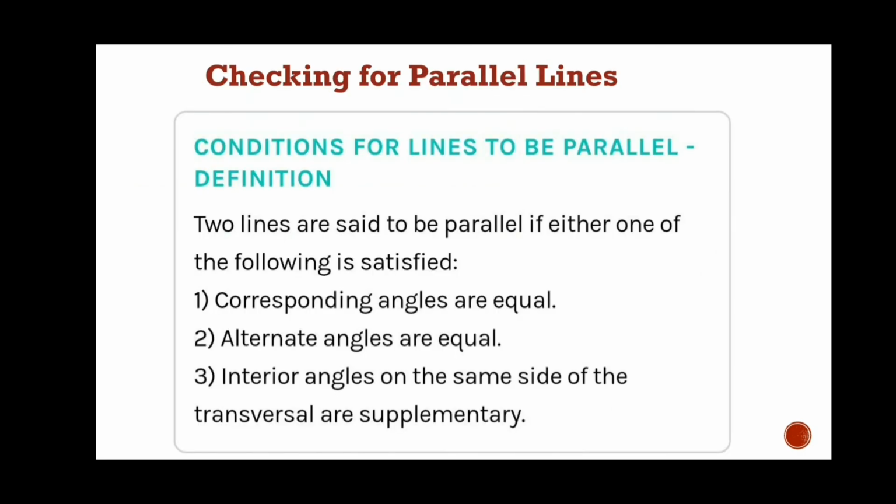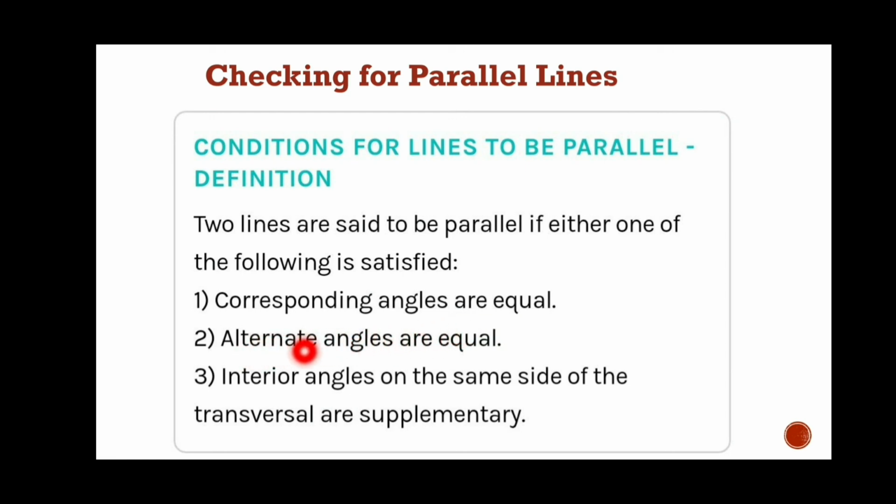Now, checking for parallel lines, this is the last topic of the chapter. If we have to check whether the lines are parallel or not, the following conditions should be satisfied. So the first condition is corresponding angles are equal. Just now we have seen that if the lines are parallel, the angles will be equal. Similarly, if the corresponding angles are given equal, then the lines will be parallel.